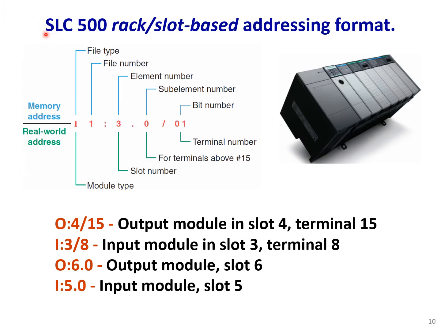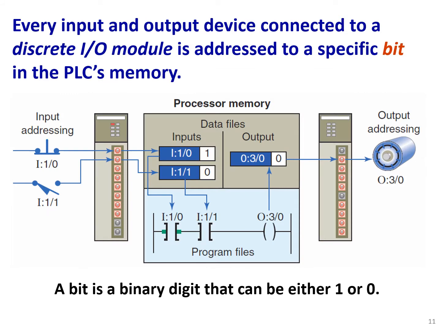This one here we have SLC500 rack slot based addressing format. This is another type of rack slot based addressing. Here we have output slot 4 and terminal 15. So it's a simplified version of the other one, and you could see the definition of each alphabet or number here, and other examples you could find as follows.